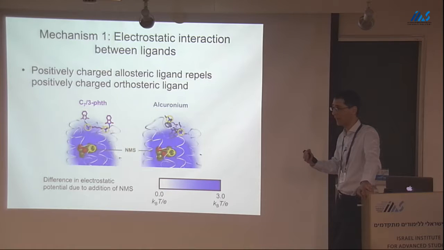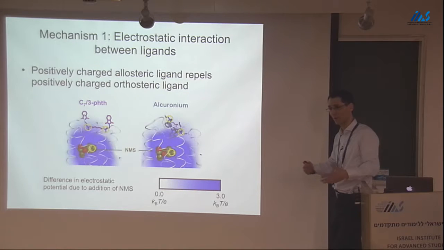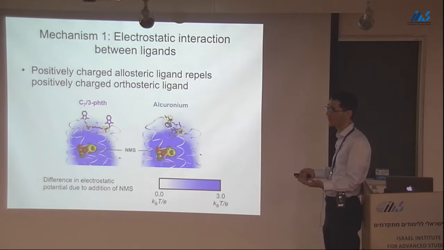And the easiest way to see that is that basically like charges are always going to repel, not attract, so you would always get negative cooperativity from that mechanism. But some of these modulators have positive cooperativity. In particular, alkyronium has essentially the same charges as C7, the same repulsion with NMS as C7, yet it's a positive modulator, has positive cooperativity instead of negative cooperativity. So there has to be something else going on there.